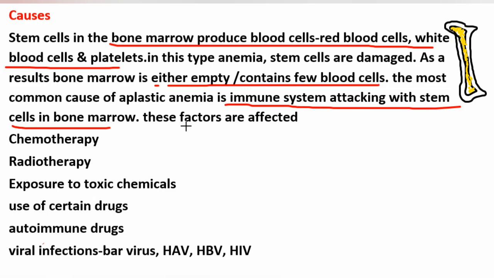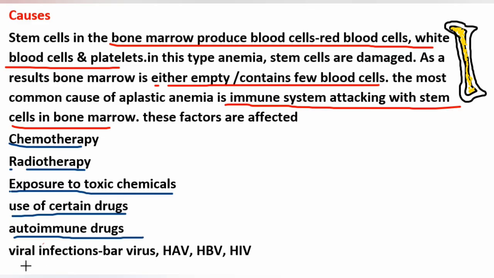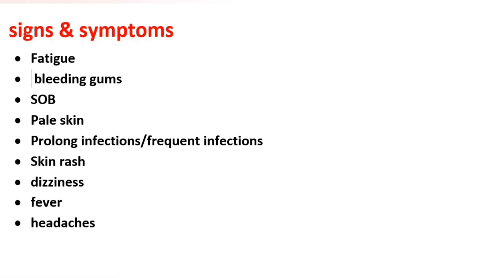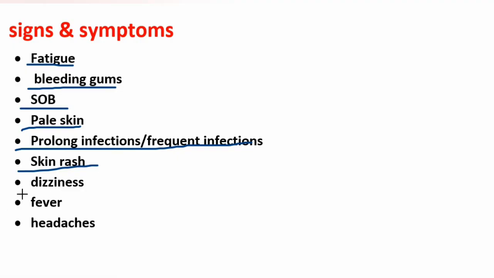Other factors include chemotherapy, radiotherapy, exposure to toxic chemicals, use of certain drugs, autoimmune disorders, and viral infections like parvovirus and HIV. Signs and symptoms of aplastic anemia: fatigue, bleeding gums, SOB, pale skin, prolonged infection, skin rash, dizziness, fever and headache.